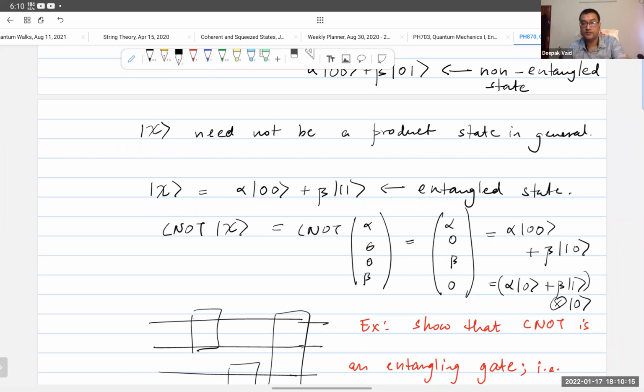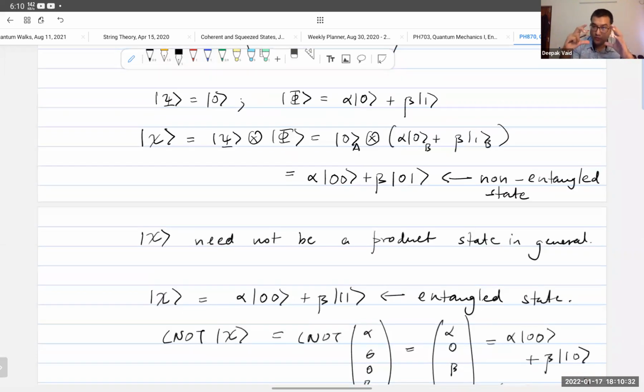Any other questions? So we call an entangled state one that cannot be written as a tensor product state. But it is important to remember that both the product state and the entangled state are elements of the tensor product space.